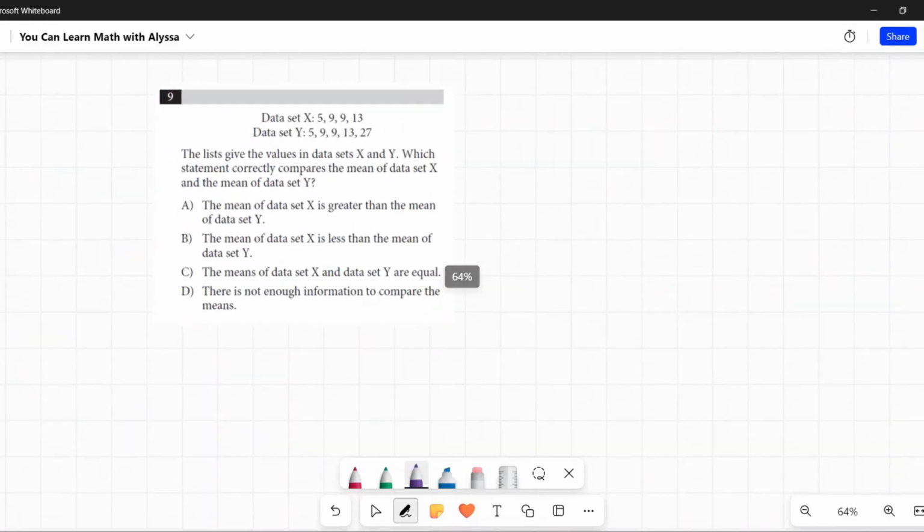Number 9. Data set X: 5, 9, 9, and 13. Data set Y: 5, 9, 9, 13, and 27. The lists give the values in data sets X and Y. Which statement correctly compares the mean of data set X and the mean of data set Y?